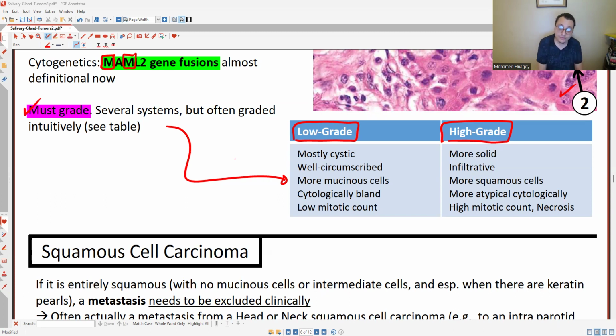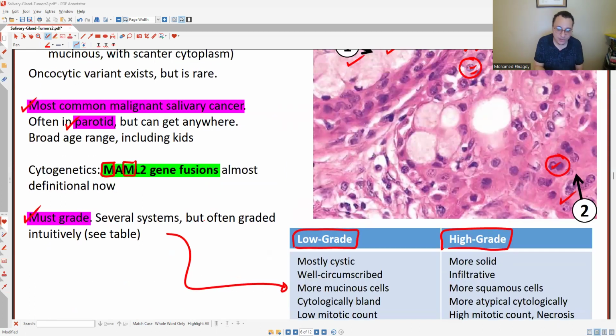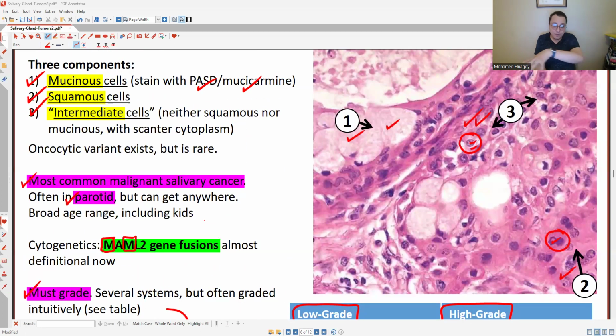Okay. So there are different grading systems, and that's maybe why Dr. Schaberg in his notes gave up writing down a number. He's just giving you the outline, the broad rules. Maybe that's the cause. All right, so that's mucoepidermoid.